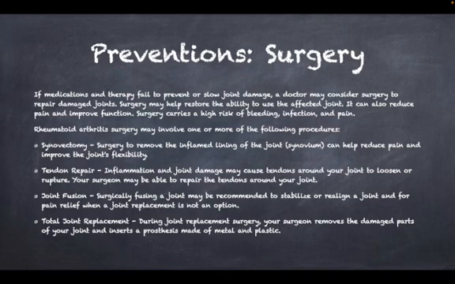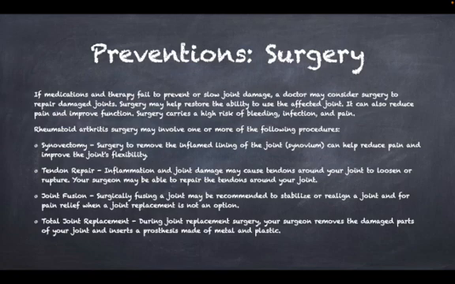Rheumatoid arthritis surgery may involve one or more of the following procedures. Synovectomy, surgery to remove the inflamed lining of the joint, the synovium, can help reduce pain and improve the joint's flexibility. Tendon repair. Inflammation and joint damage may cause tendons around your joint to loosen or rupture. Your surgeon may be able to repair the tendons around your joint.